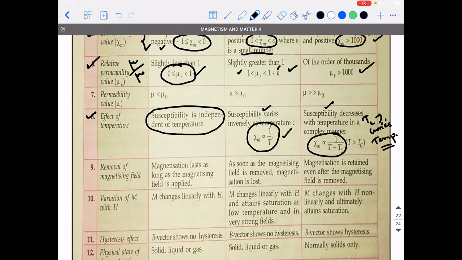So I hope you made a note of this point. This is a very, very important point. Susceptibility is inversely proportional to temperature in the case of paramagnetic. In the case of ferromagnetic, it is inversely proportional to T minus Tc.